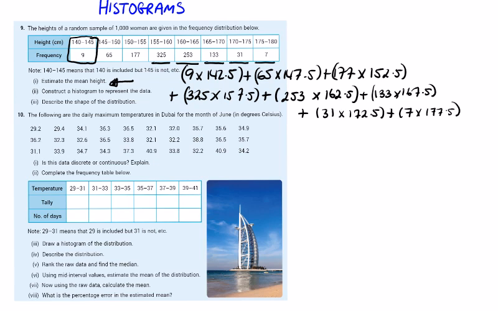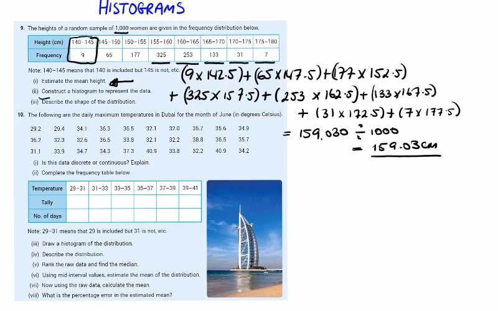And if you multiply all of these out, what are you going to get? Let's have a look. 159030. And we're told that there were 1,000 women, so divided by 1,000 is going to give 159.03 cm as the best estimation of the mean.